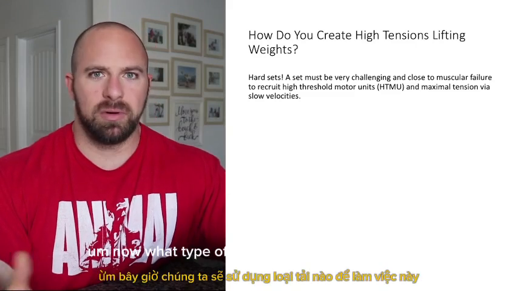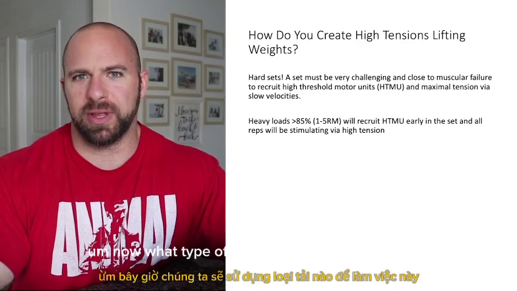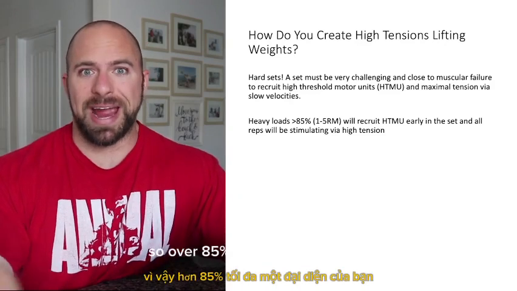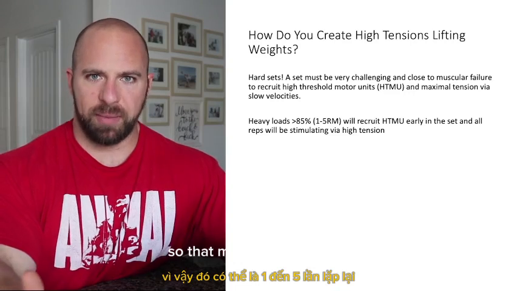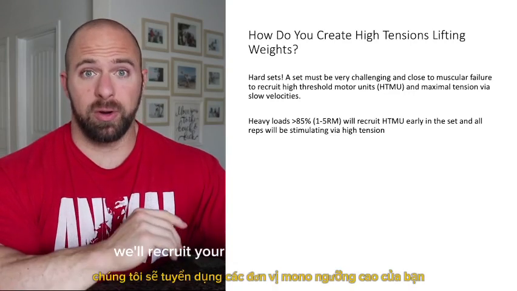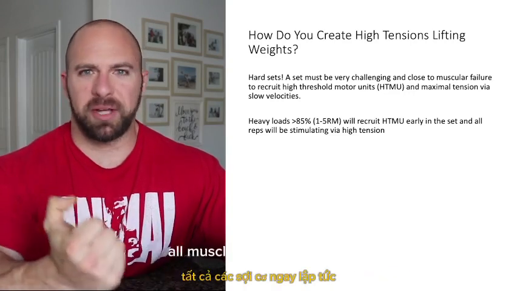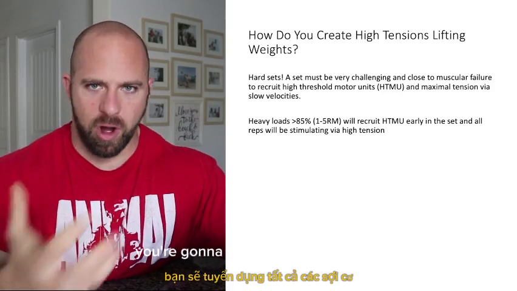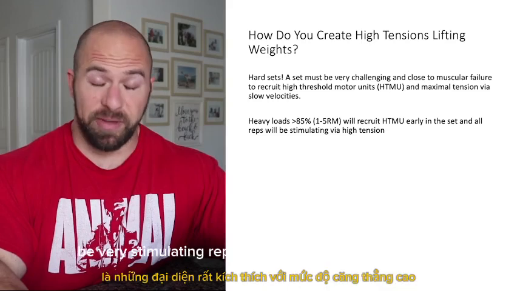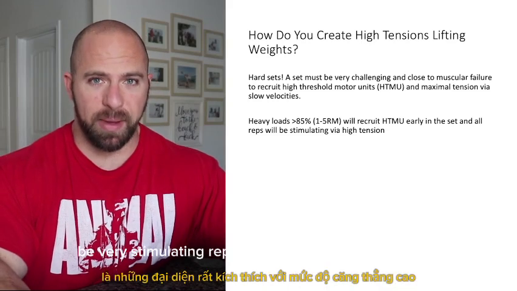All right? Now, what type of loads would we use to do this? A heavy load, so over 85% of your 1 rep max, so that might be 1 to 5 reps, will recruit your high threshold motor units, all muscle fibers, right away. The first rep you do, you're going to recruit all muscle fibers. So it'll be very stimulating reps with a high amount of tension.